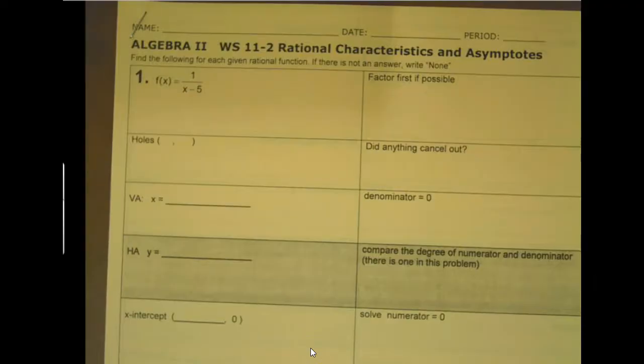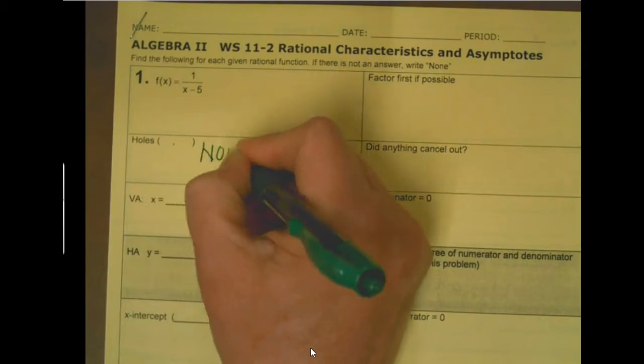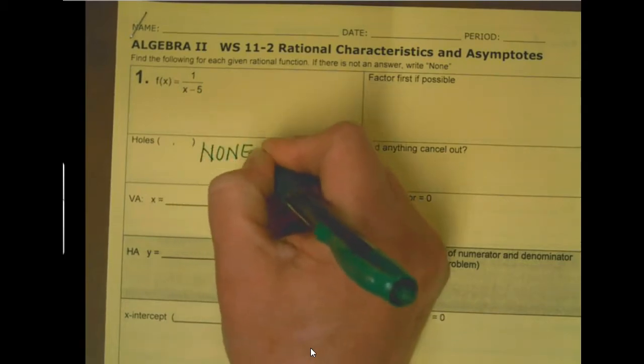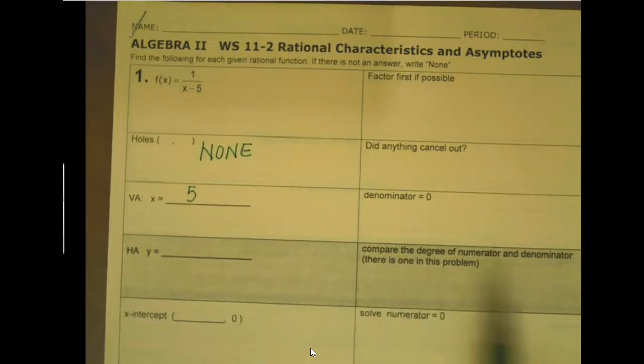Note paper. Did problem number 1 have a hole? No. And so there was no hole. And this was at 5. Okay. So the reason I wanted to look at problem number 1 is it says compare the degree of the numerator and the denominator.